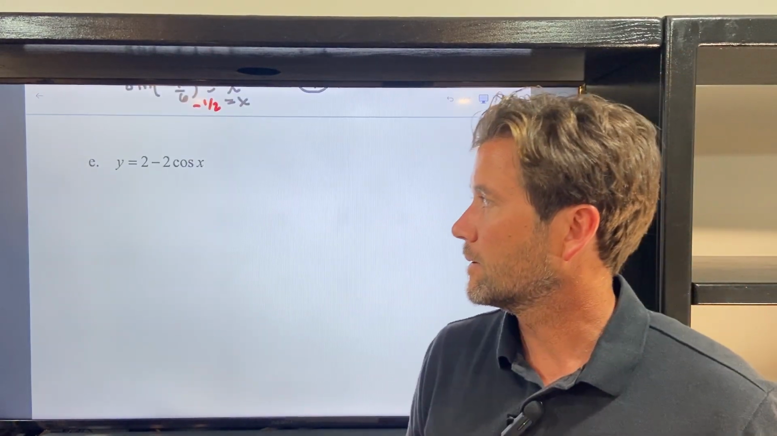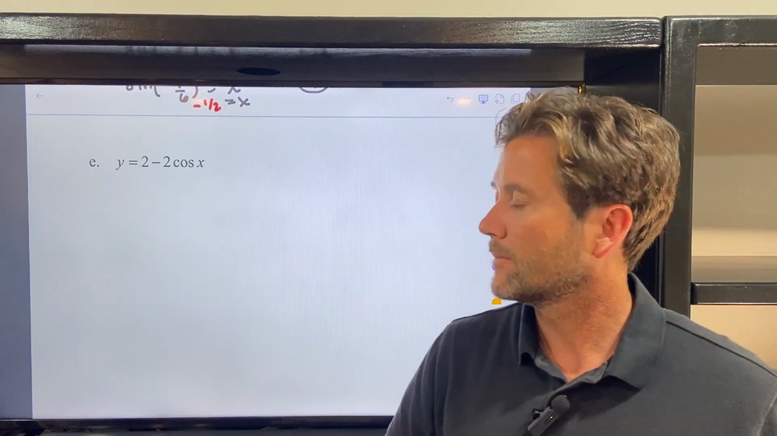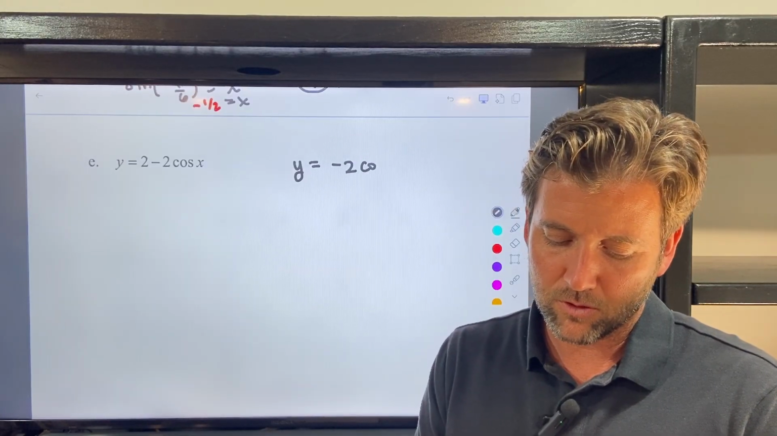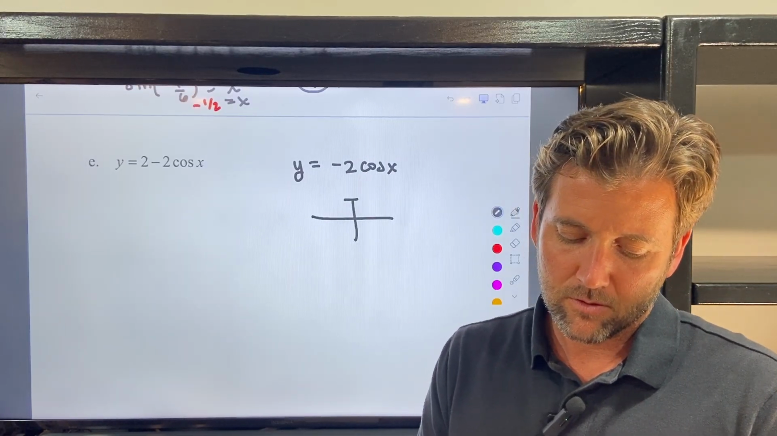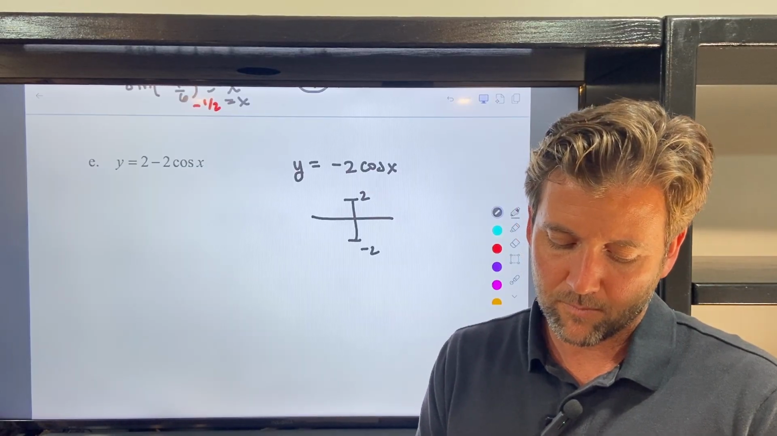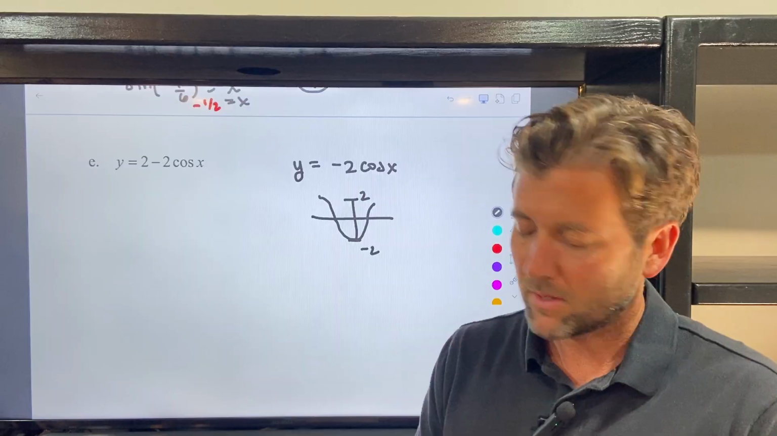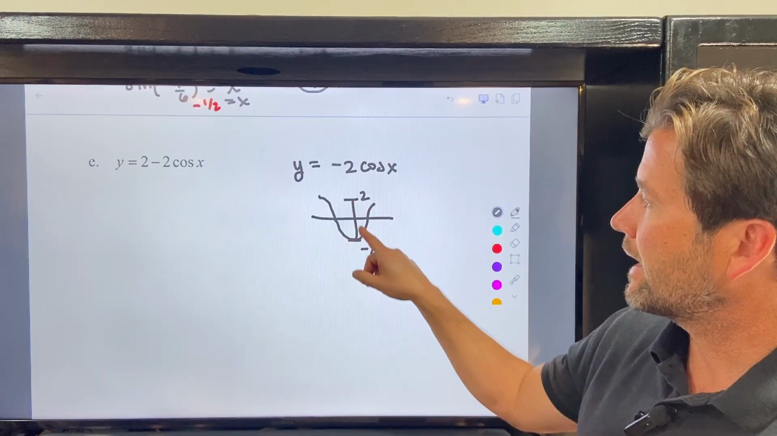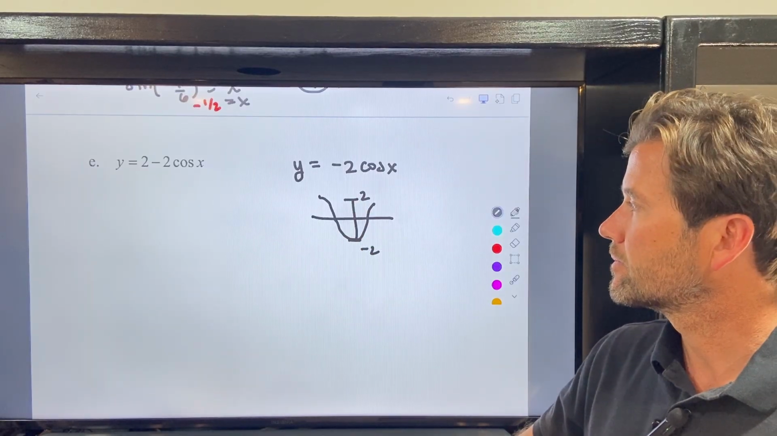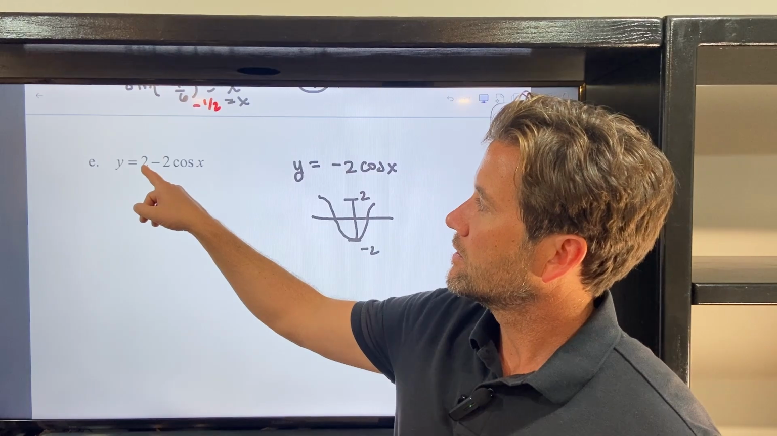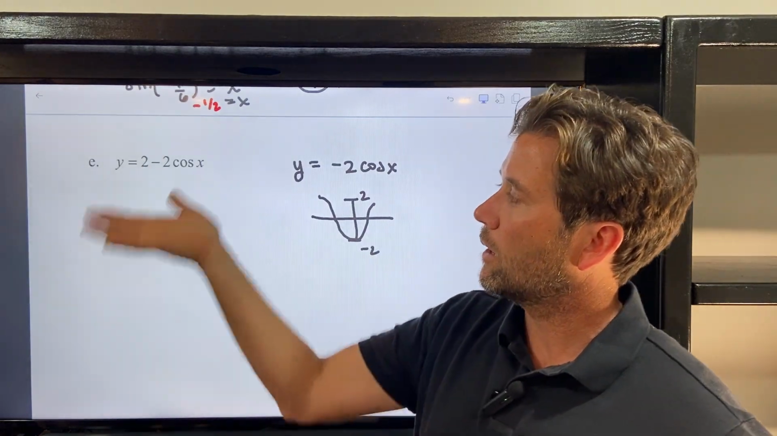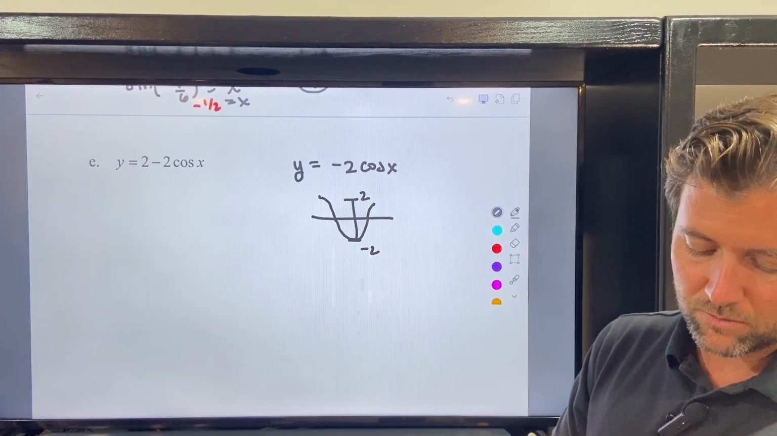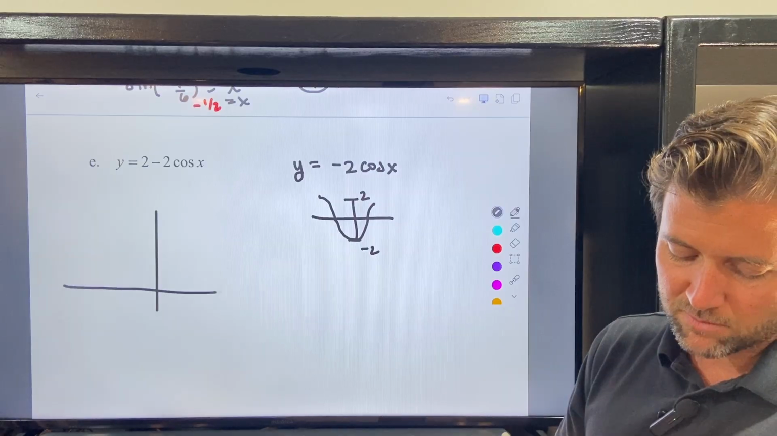All right, part E. I'm going to first sketch y equals negative 2 cosine of x. The range of this is negative 2 to 2. Because of this reflection, instead of having a point on the y-axis at the max, it'll be at the minimum value. Now this 2 here is a shift up 2 units. That means instead of having a max at 2, it's going to be a maximum at 4.